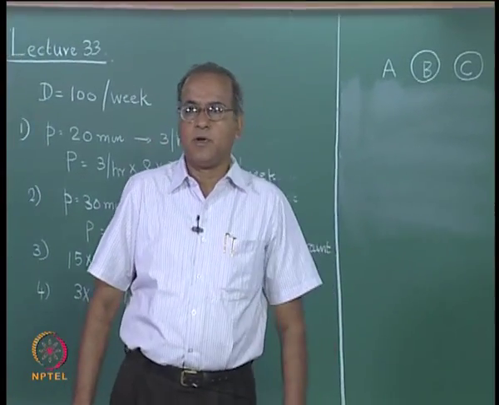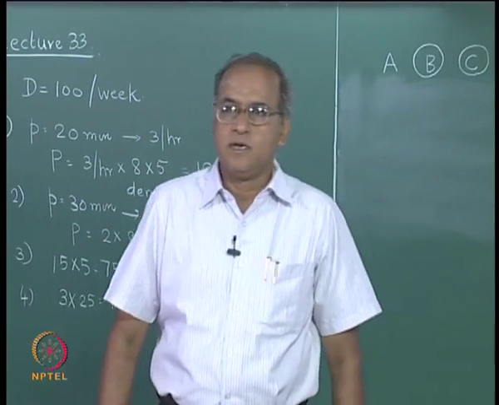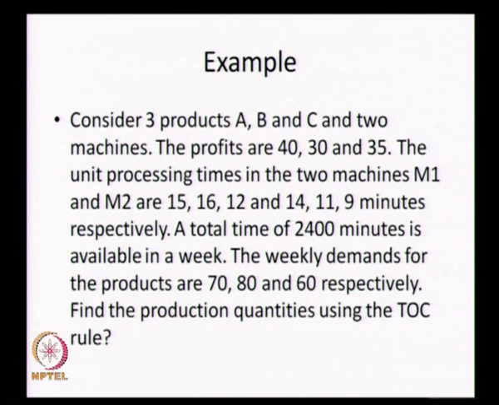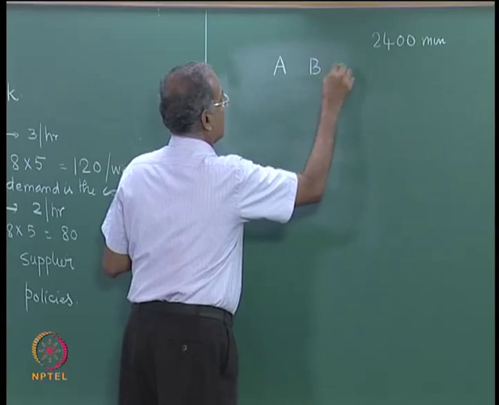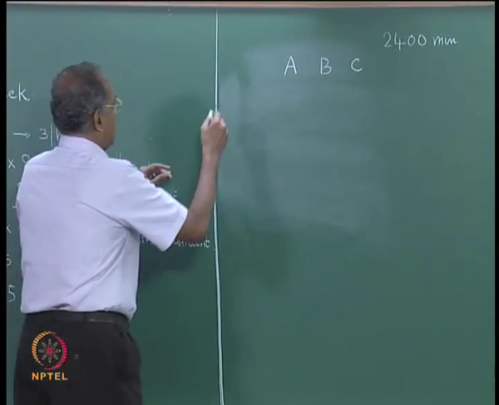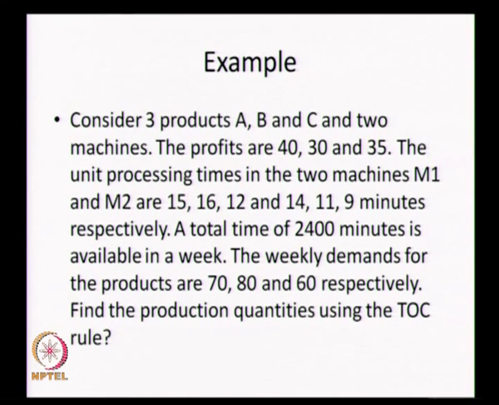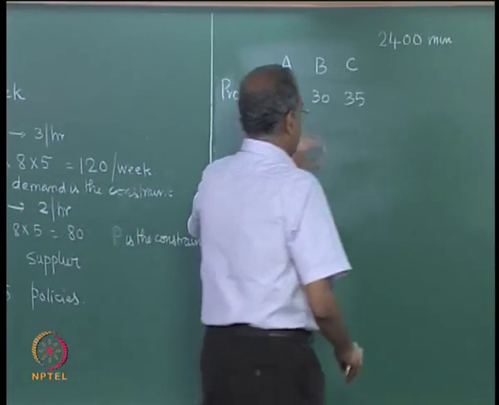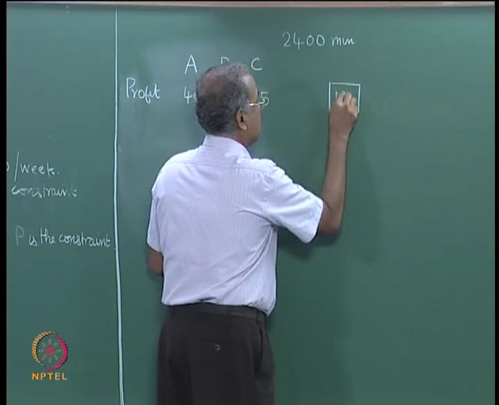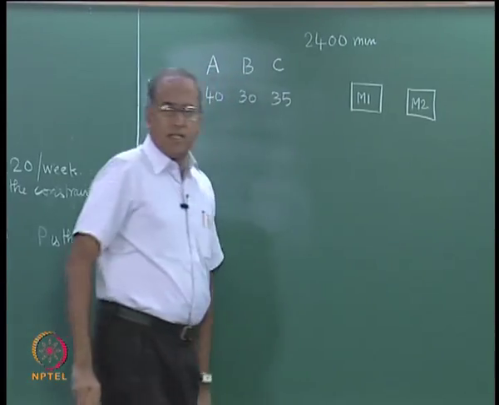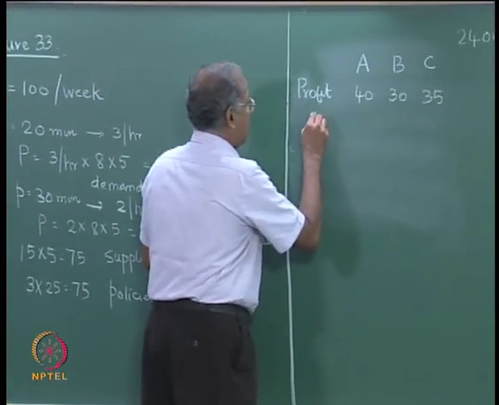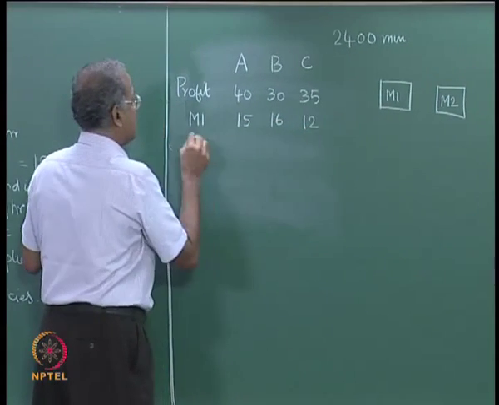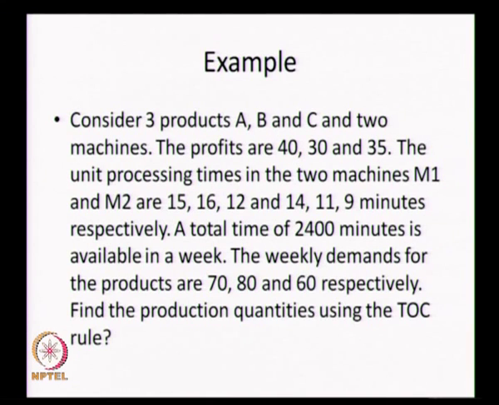Now, let us look at another example to try and understand how much we have to produce and which product to produce. In this example, we consider three products that are A, B and C. The profits are 40, 30 and 35. The unit processing time in two machines: here we are going to assume that there is a M1 and there is a M2. All the three products go through the two machines. So, time required on the machines are given. On M1 it is 15, 16 and 12, and on M2 the processing times are 14, 11 and 9.